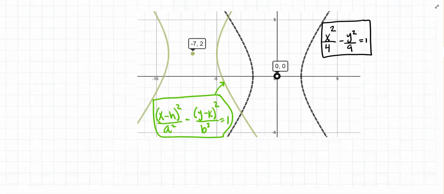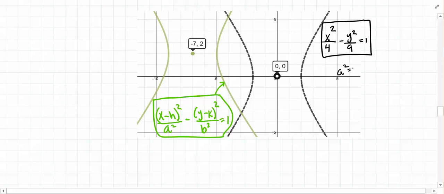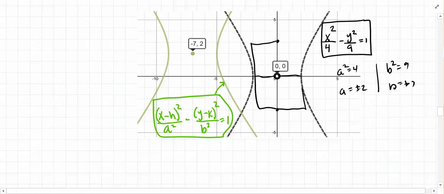Okay? I gave you the original hyperbola, x squared over 4 minus y squared over 9 equals 1. So again, I know that a squared has to be 4, so a has to be plus or minus 2. So you can see that from center to vertex, that's 2 units. And then I also know b squared has to be 9, so b has to be plus or minus 3. So if I went up 1, 2, 3 and down 1, 2, 3, I'd be able to draw my box here, which would then of course create the shape of the hyperbola. Okay, not the most important thing right now.